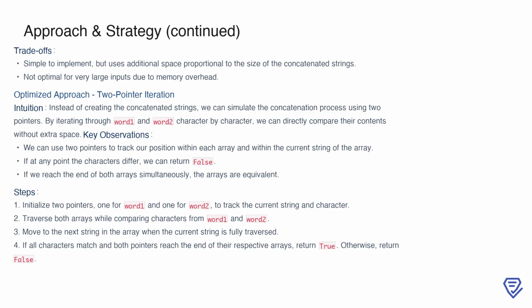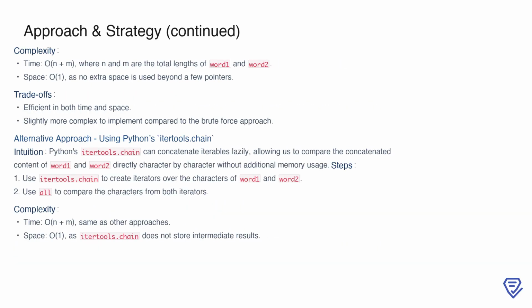On the other hand, if we traverse both arrays completely and the characters match at every step, we return true. This approach avoids the need for extra memory, making it more efficient while still maintaining a clear structure. By moving the pointers to the next string in an array when needed, we ensure that the process is seamless and aligns directly with the problem requirements. When analyzing the complexity of the two-pointer approach, we find that it runs in O(n + m) time, as we are still iterating through all the characters in word1 and word2.